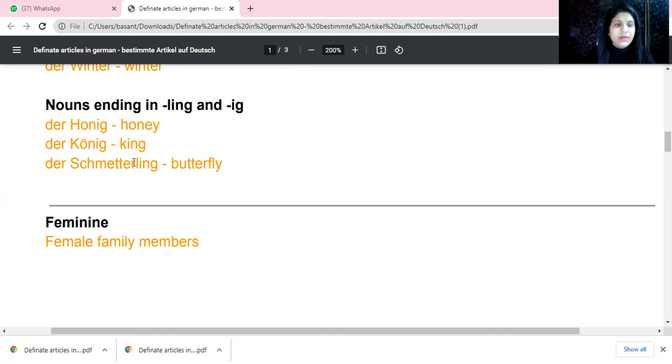So the word king is also König, ending with I-G. The word butterfly, there Schmetterling, is ending with L-I-N-G. If you see butterfly, it seems to be feminine, but in German the butterfly is masculine, in the masculine family.